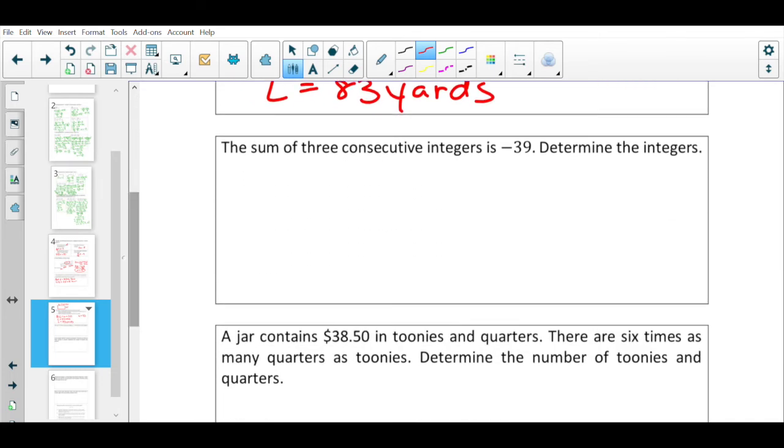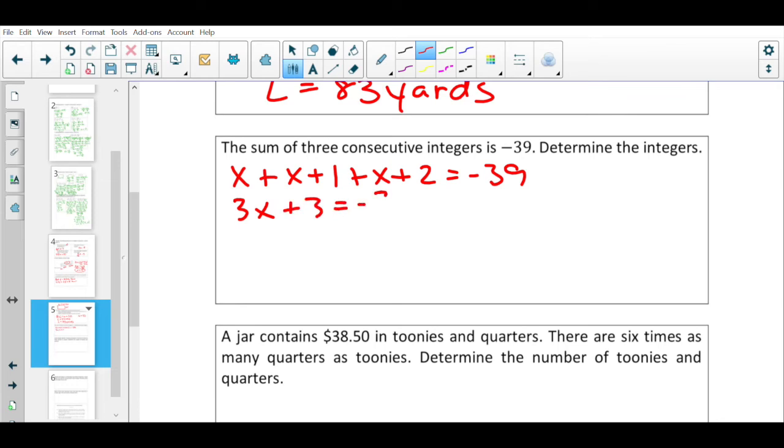The sum of 3 consecutive integers is negative 39. Determine the integers. x plus x plus 1 plus x plus 2 equals negative 39. 3 consecutive integers. That's 3x plus 3 equals negative 39.